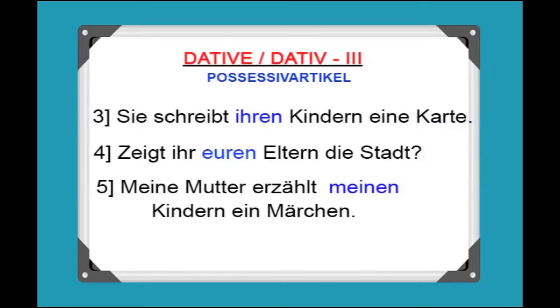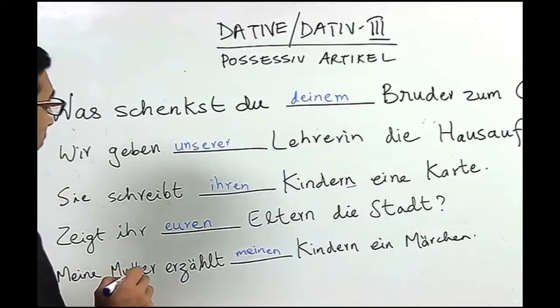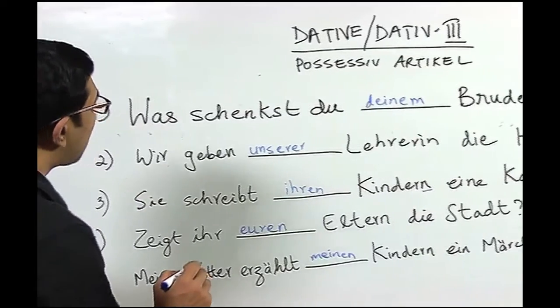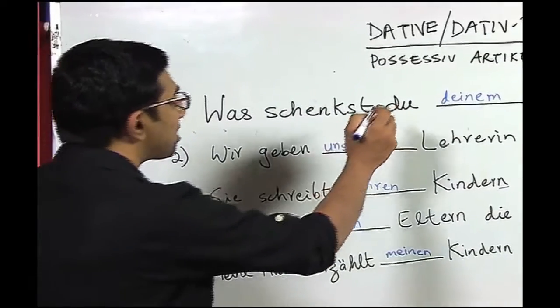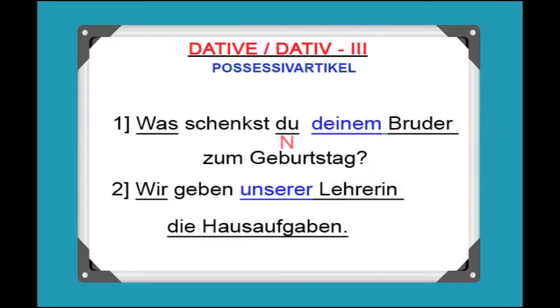Now, before we finish, let us mark the other cases in these sentences. So, in the first sentence, was schenkst du, du is nominative, deinem Bruder is dative, and we have the accusative was. Now, in sentence number 2, we have wir as nominative, we have unserer Lehrerin as dative, and we have die Hausaufgaben as accusative.